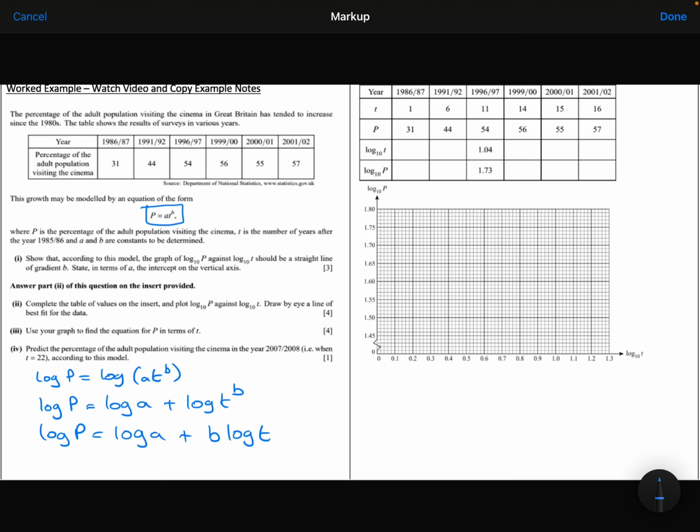So let's now compare this to what the question said. It was a graph of log base 10 of P, that's going to be on my y-axis, against log base 10 of T, that's going to be on my x-axis. So the log P, that's my y. My log T, that's my x. So therefore, the B is going to be the gradient, and the C is going to be equal to the log base 10 of A.